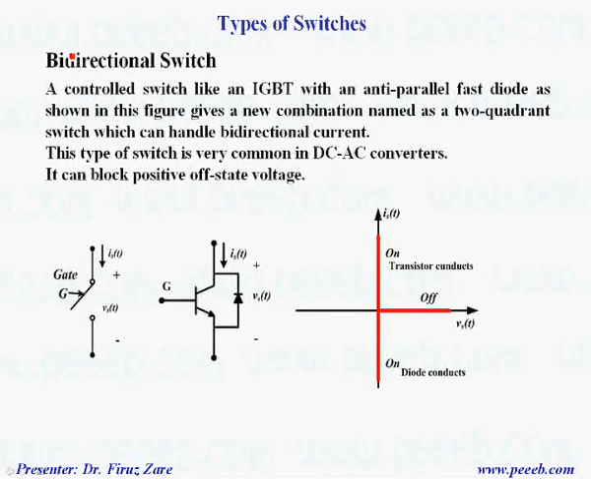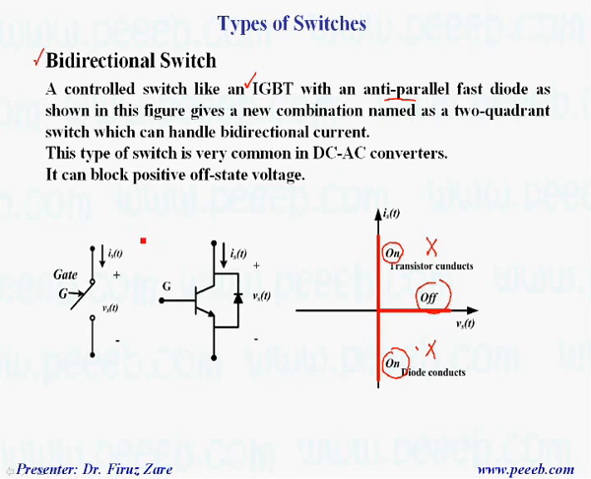Let's look at the bidirectional switch. That means a switch can handle positive current and negative current, and also can block positive voltage. So basically, if you have a control switch like an IGBT with an anti-parallel diode, it can handle positive and negative current and block positive voltage.